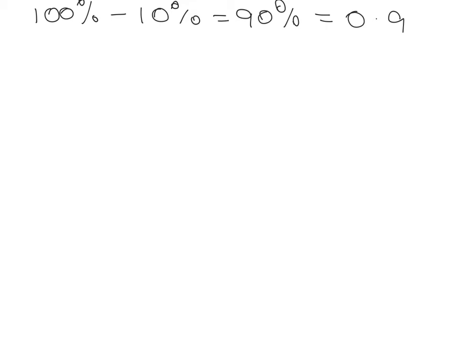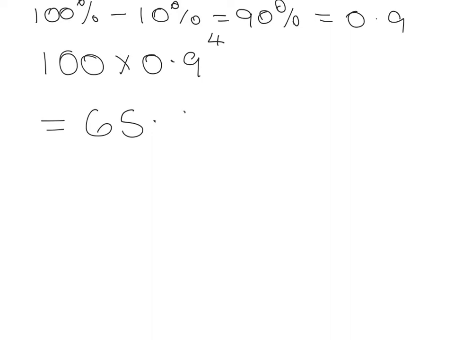So we take the amount that we're starting with, which is 100, we multiply it by our percentage multiplier, and then that percentage multiplier is to the power 4, because we want to know how much is left at the end of 4 hours. Put that into the calculator, and out pops 65.61 milligrams, which I think is an awful lot easier and quicker than the long way.